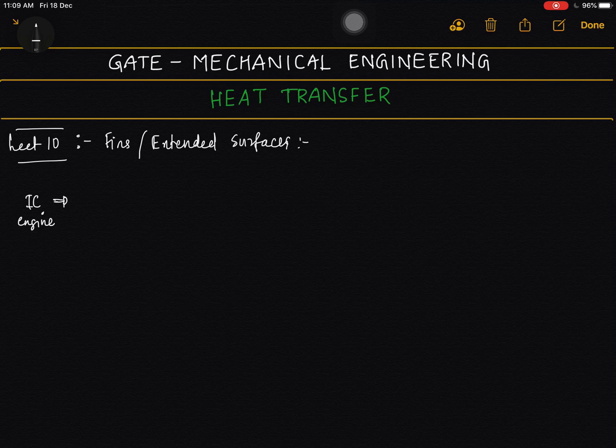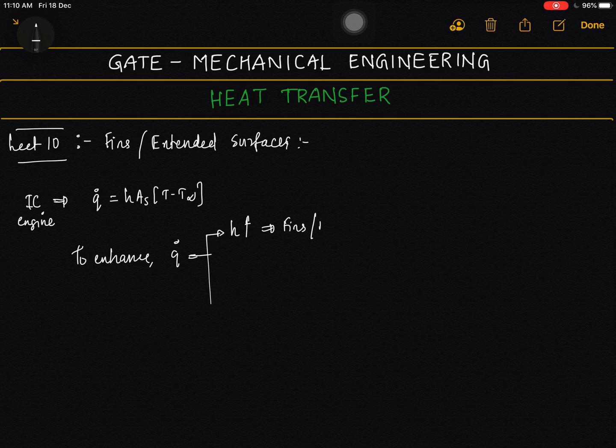So let's suppose some IC engine is there. If we want to enhance the heat transfer between this body and the surrounding, we have to use the convection heat transfer equation, Q dot is equal to h A_s into (T minus T infinity). To enhance this Q dot we have three options. Either enhance this h, and this can be done by installing some fans or blowers, but this is a recurring cost and it is impractical.